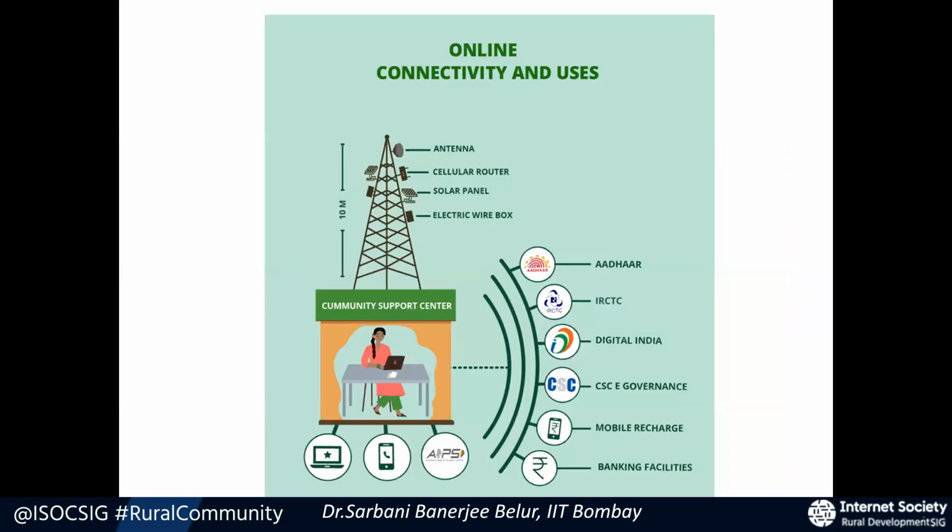Now, I showed you the network architecture. We have the online connectivity at one location, the community support center, where we have enabled a lady banking correspondent. The connectivity there, enabled through a SIM card based cellular router, is for Aadhaar services, IRCTC bookings, e-governance services, mobile recharge, and banking facilities through the Aadhaar-enabled payment system and the biometric device. This is how the online connectivity works at the community support center.